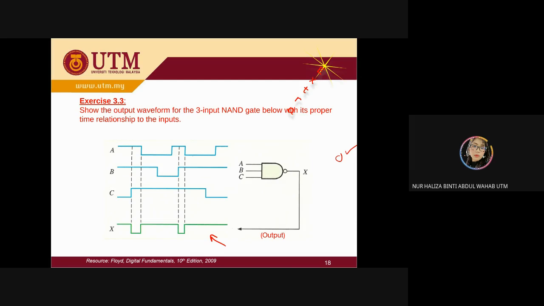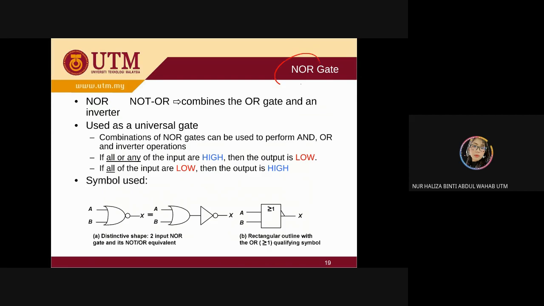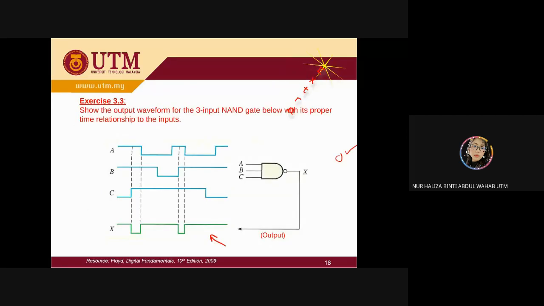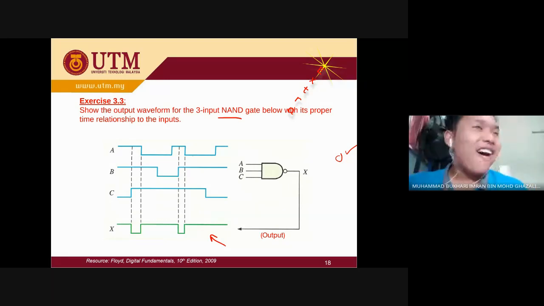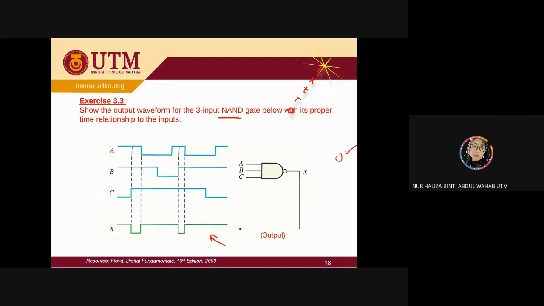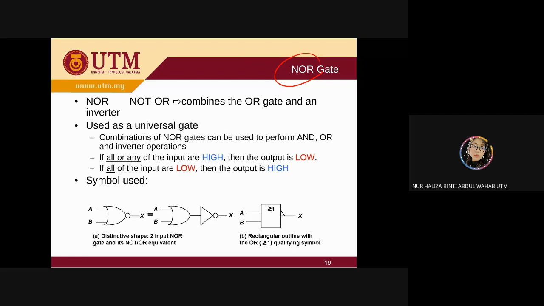Okay, now we have the NOR gate. For the AND gate, is there any question before we go to the NOR gate? No, doctor. Okay, then we're going to proceed to our NOR gate. For the NOR gate, we know it is basically the converter, an inverse for our OR gate.